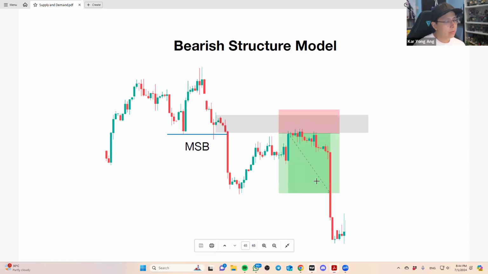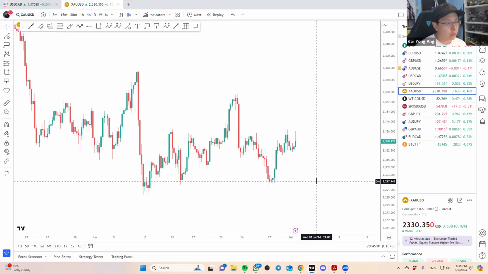Again, we are not straight away jumping into, oh, where's my demand and supply, and then we just trade it off. You want to establish your directional bias, you want to establish your market structure, before concluding whether to buy or sell.